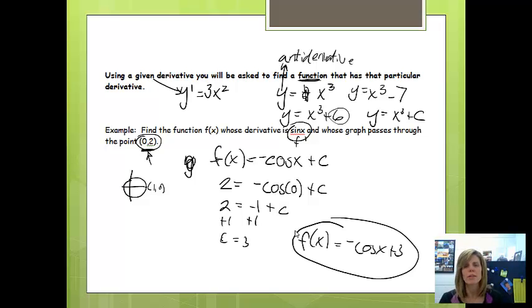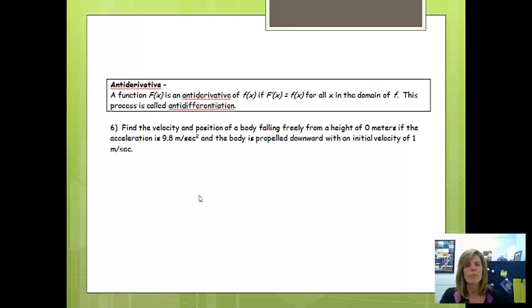This was, again, just getting your feet wet a little bit for what we're going to be studying next. Oh, all right, and we have another one, I guess. All right, antiderivative: a function F of x is an antiderivative if F prime of x is equal to the function f for all x in the domain of f. This process is called antidifferentiation, and we just did that, so that was just formally saying what we did.